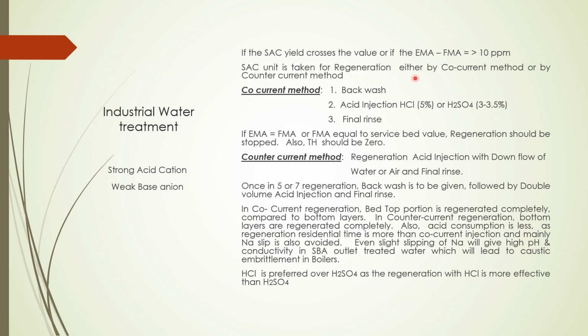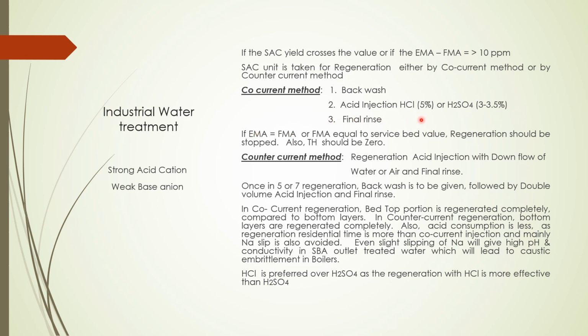SAC regeneration is done either by the co-current method or by the counter-current method. The co-current method is the same as service. Service is top to bottom, and the acid injection is also from top to bottom. In the co-current method, the first step is backwash, followed by acid injection. If it is HCl, 5% acid is used, and for sulfuric acid, 3 to 3.5% acid is used. Then the final step is the final rinse.